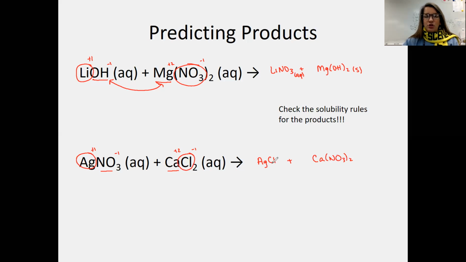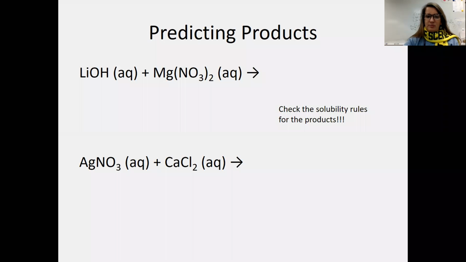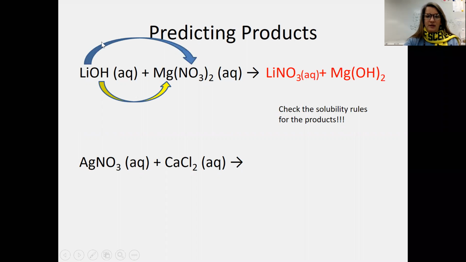All right, so check your solubility chart to see what the state of matter is for each of these new products. AgCl, that's going to be a solid because chlorine, even though it's usually soluble, silver is one of those exceptions for it. And calcium nitrate is aqueous because nitrates are always aqueous, okay? So let's take a look at some more examples here.